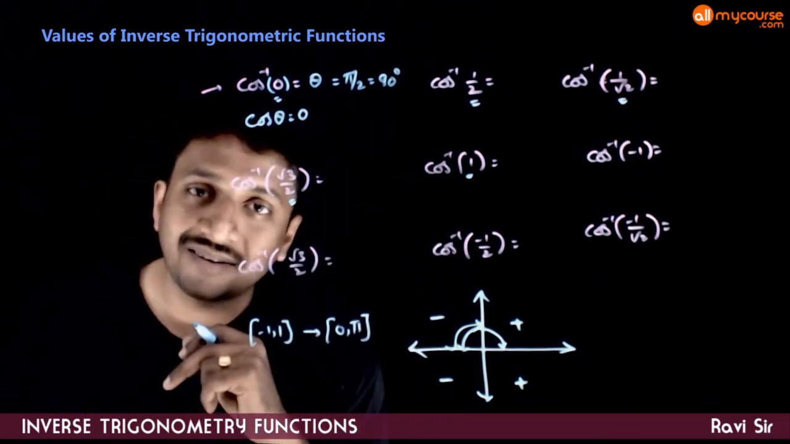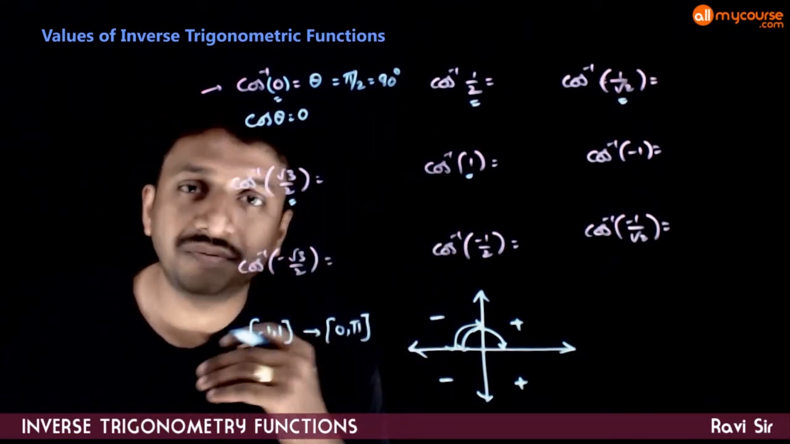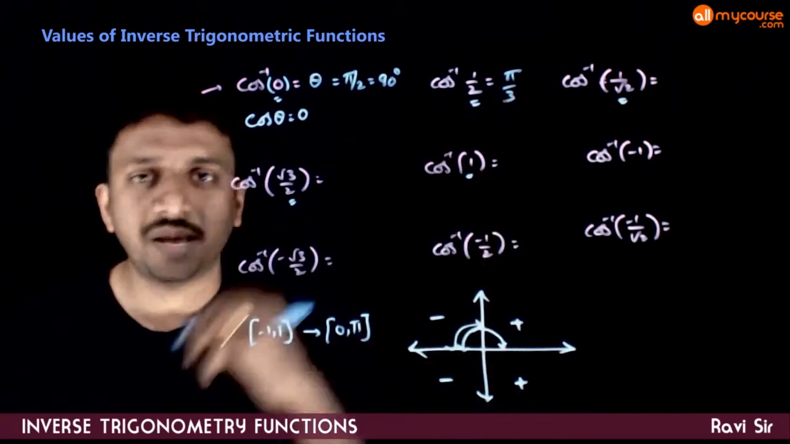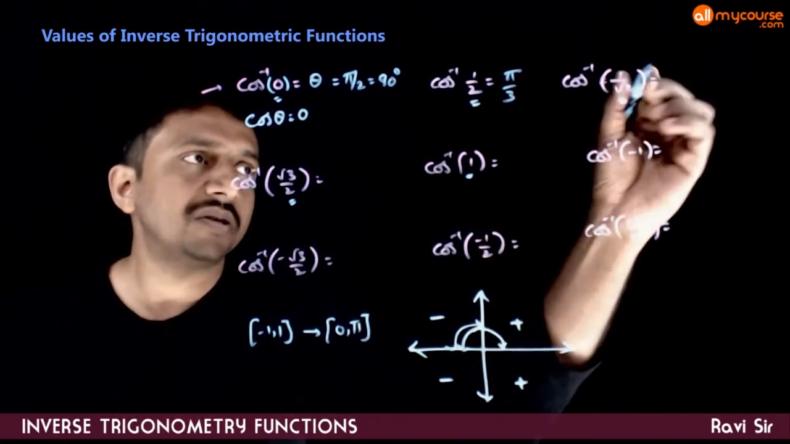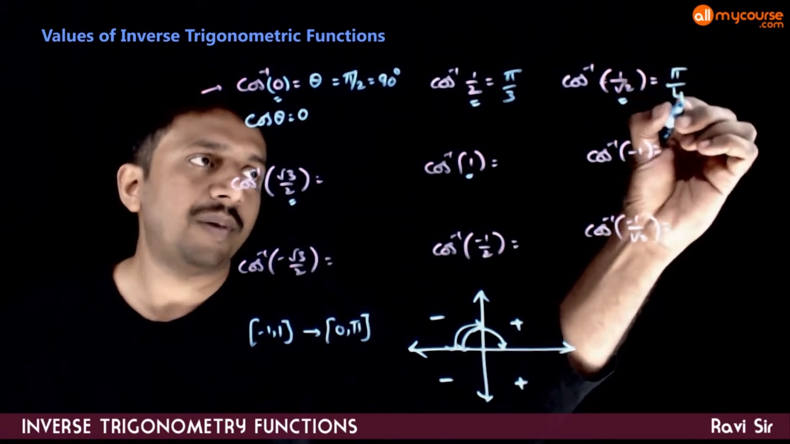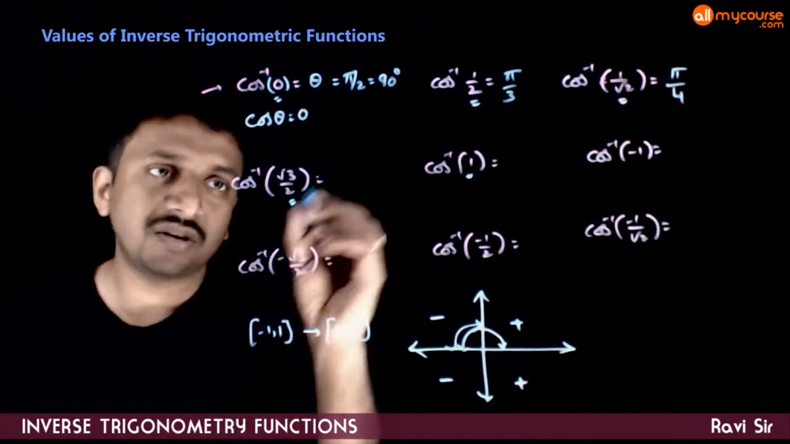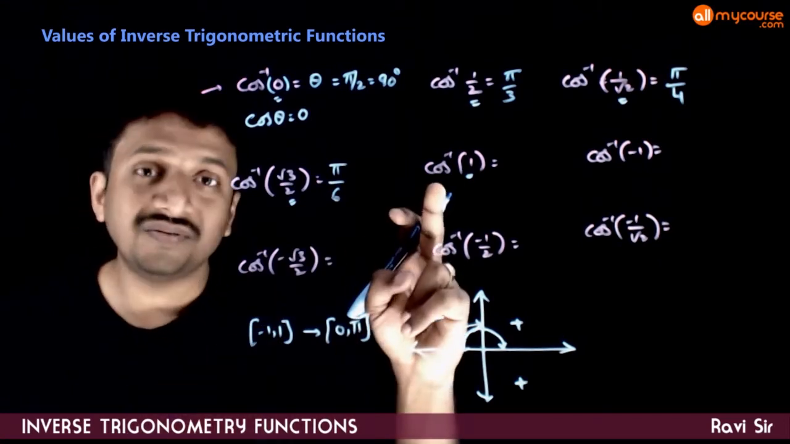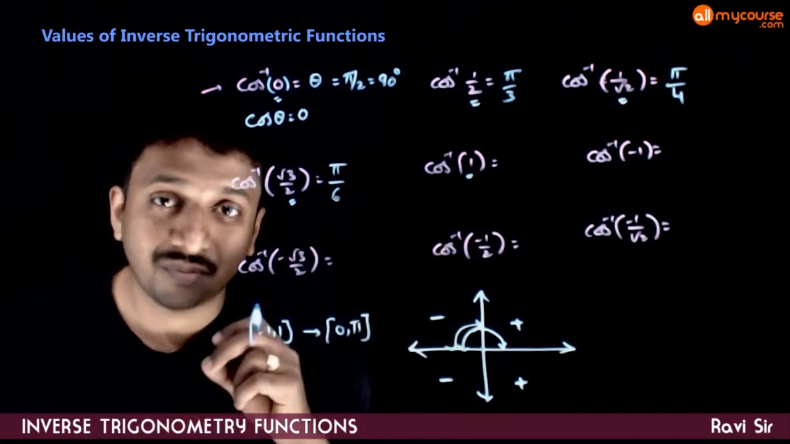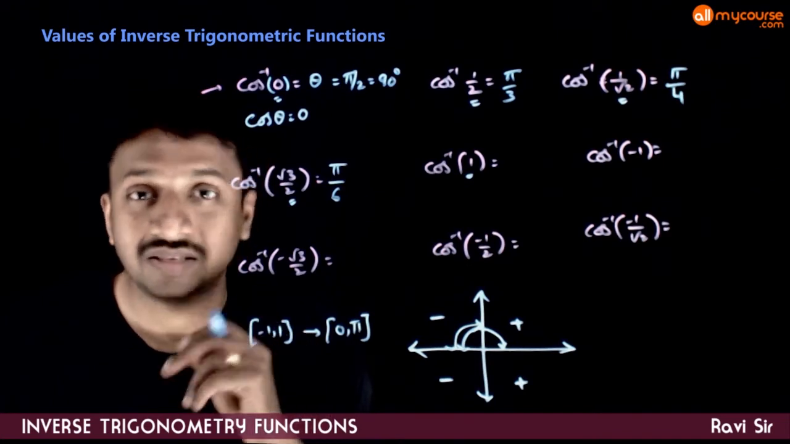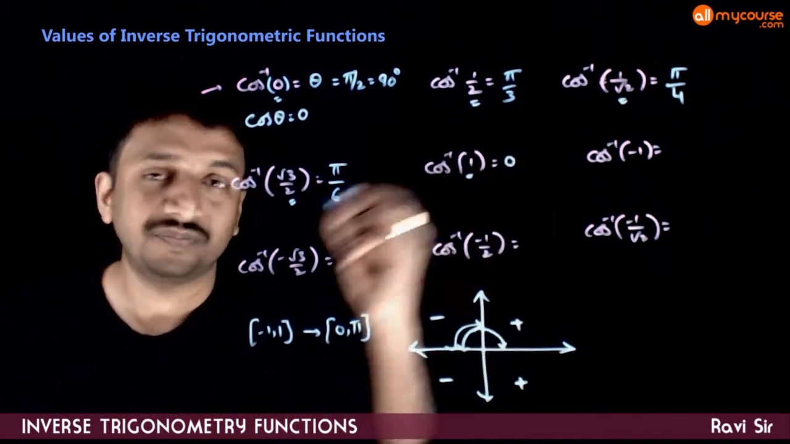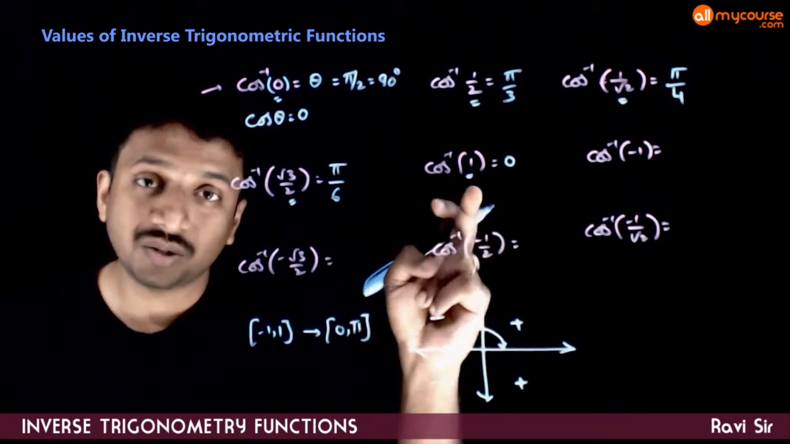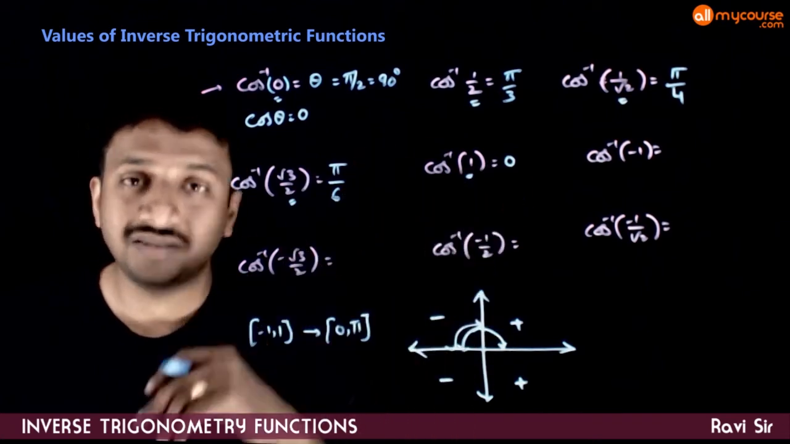Similarly, cos inverse of half. For what value of theta is cos half? 60 degrees. The answer is pi by 3. Cos inverse of 1 by root 2, pi by 4. Cos inverse of root 3 by 2, pi by 6. Cos inverse of 1. For what value of theta is cos 1? 0. Be clear about this. Cos 0 is 1, so cos inverse of 1 is 0.